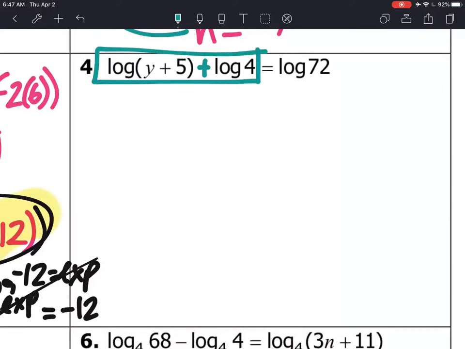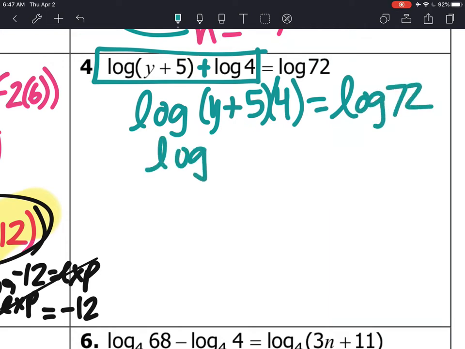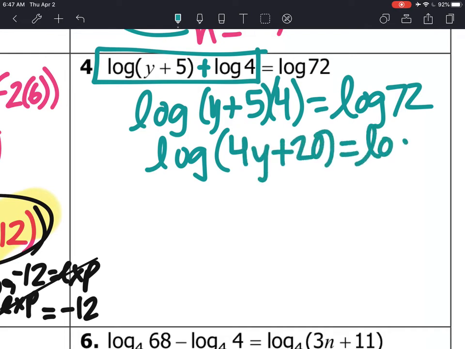Alright, for this next one, we have to condense the left side of the equal sign. And addition has a relationship with multiplication, so we're going to multiply them. And in case you're wondering how I knew that, you have to follow the rules of exponents. So then I'm going to distribute, and I'm going to get 4y plus 20.